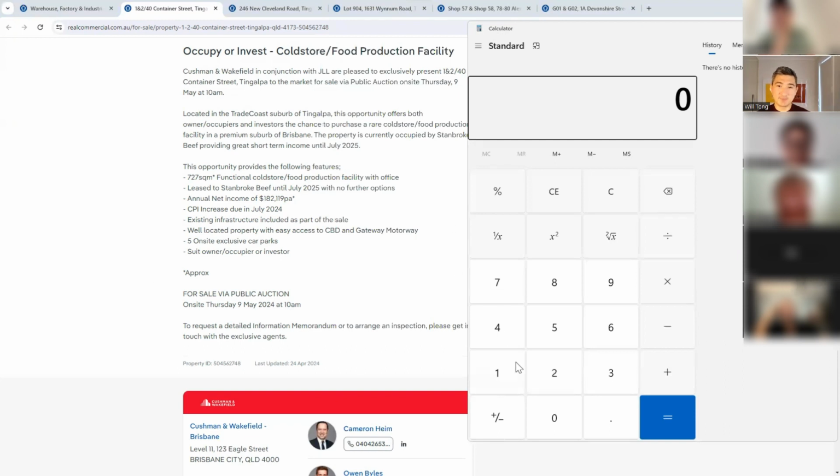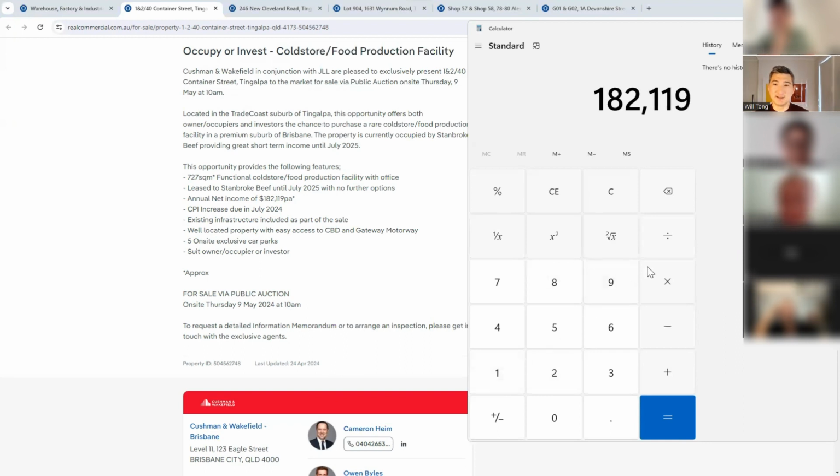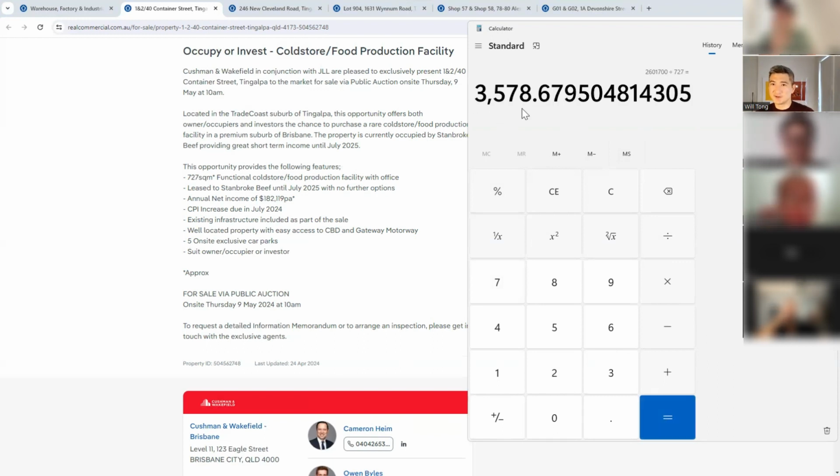So I will probably say this property, if I were to price it, would be 182,119 divided by, I would say 6.5%, but because it's a short WALE, I would probably say 7%. So 2.6 million is what I might pay for it. So you divide that on a price per square meter, that's $3,578.